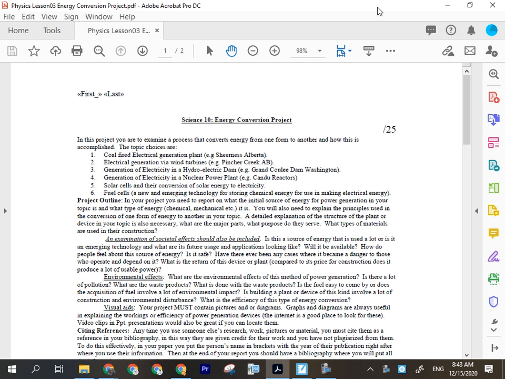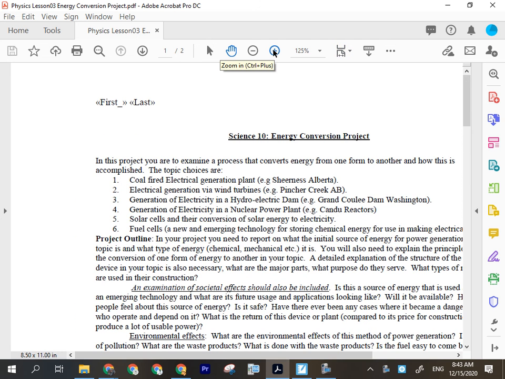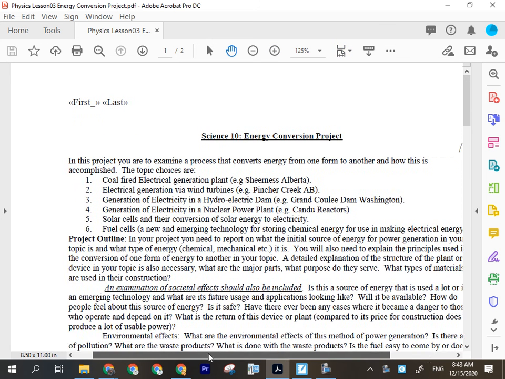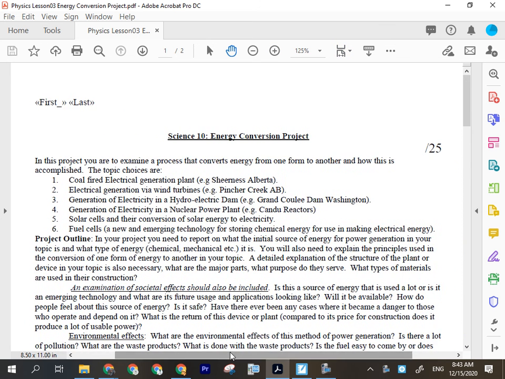Okay, so here's what we're doing today, guys. We're going to start working on our energy conversion project. I'm just going to try and make this a tiny bit bigger. Yeah, that's a little bit bigger, and it still fits, so that's perfect.